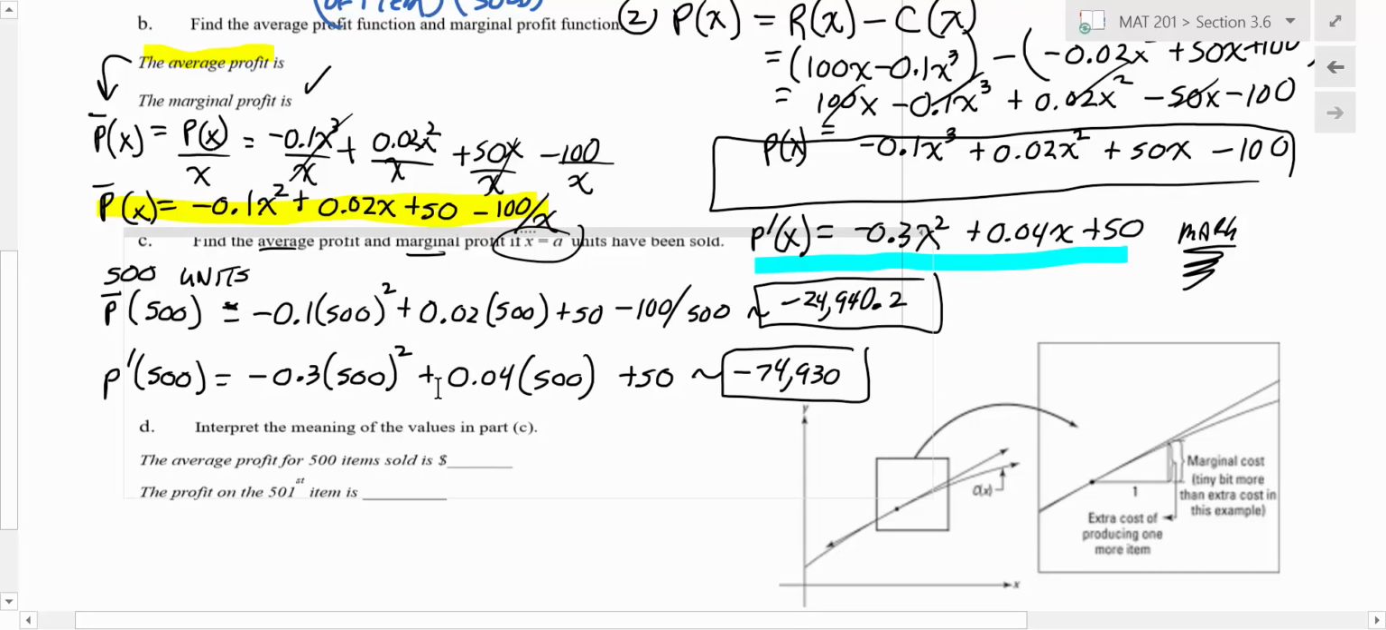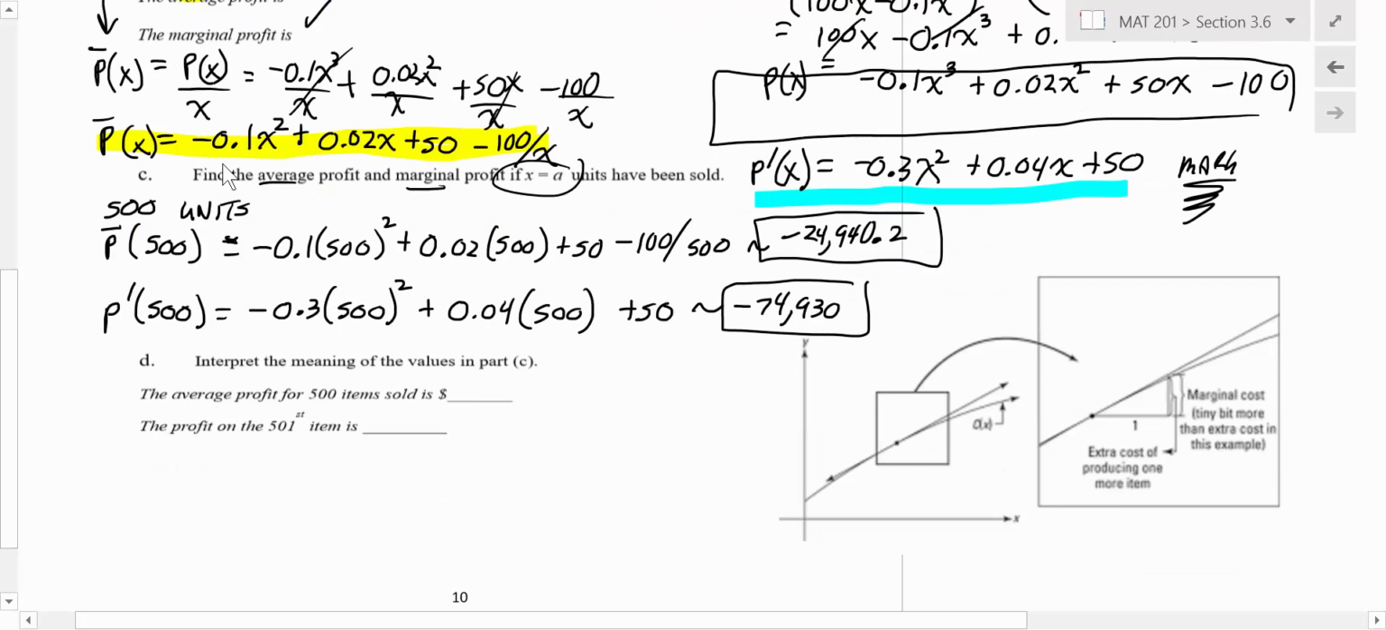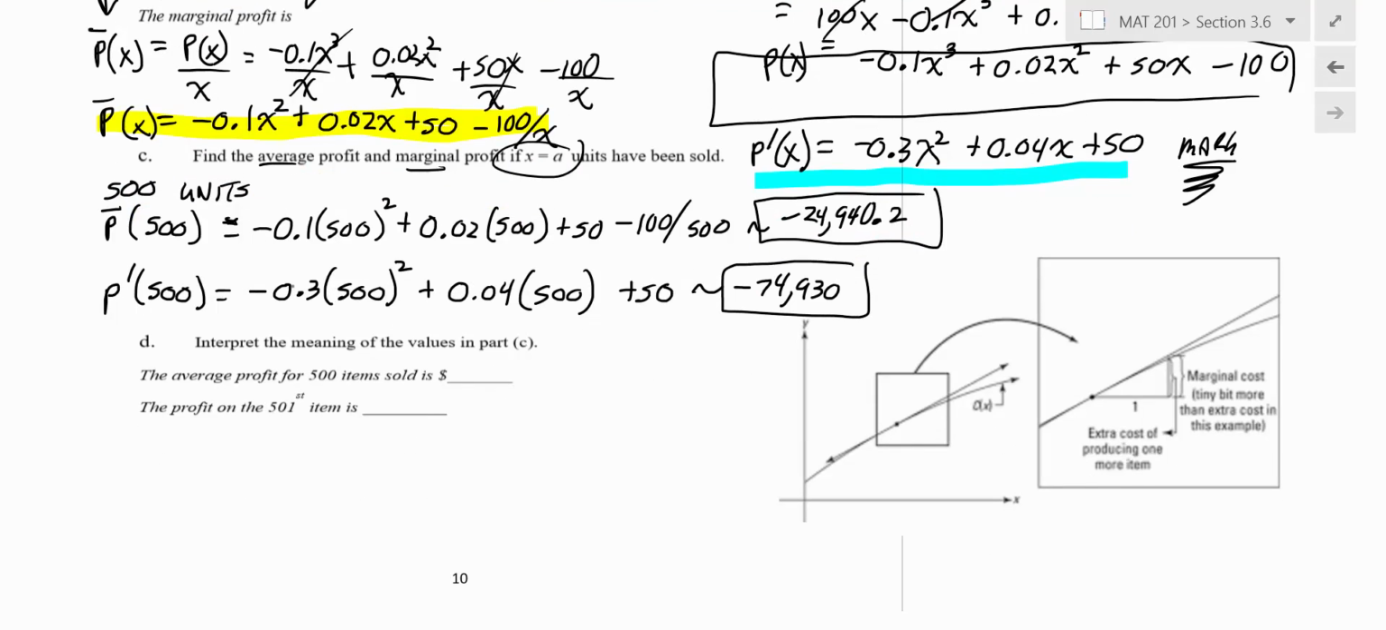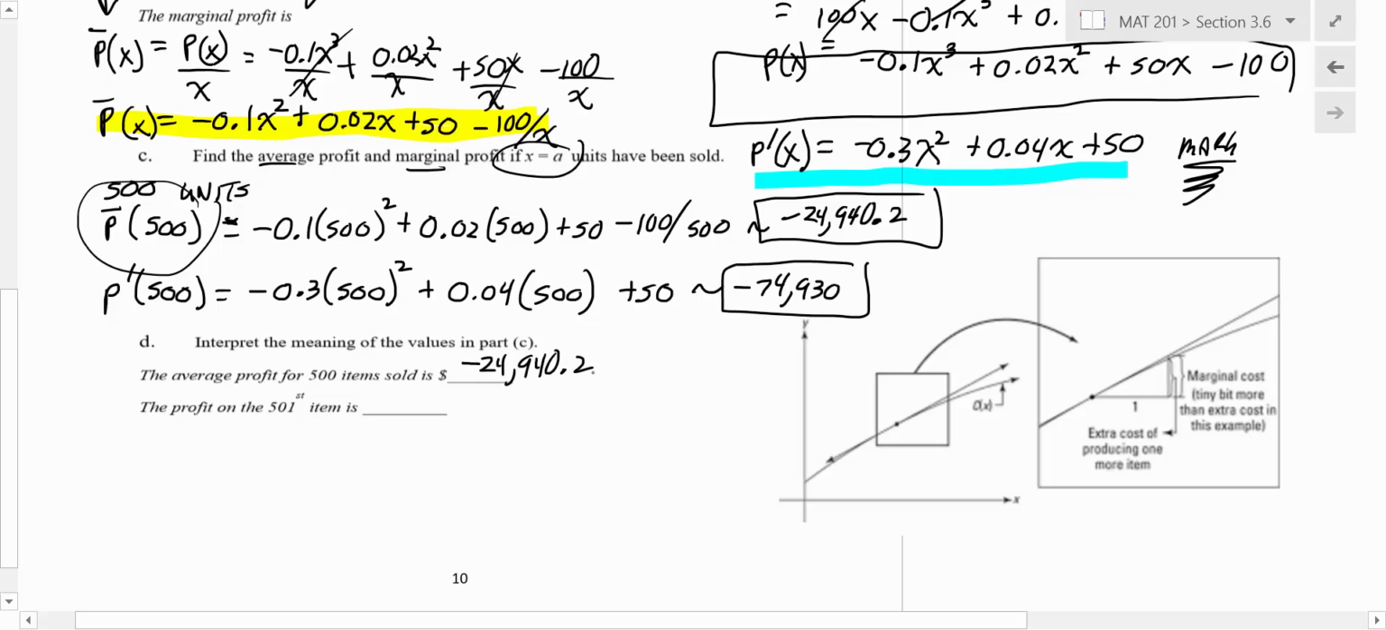Okay, so basically what I want to do is show you one more thing. These are just the typical things you do. We don't do much with this. If we find the average profit, I think we already found the average profit for selling those items, and that turned out to be negative 24,940.2. Just means you're losing money, you're in the red. So now we're going to approximate the profit on the 501st item.